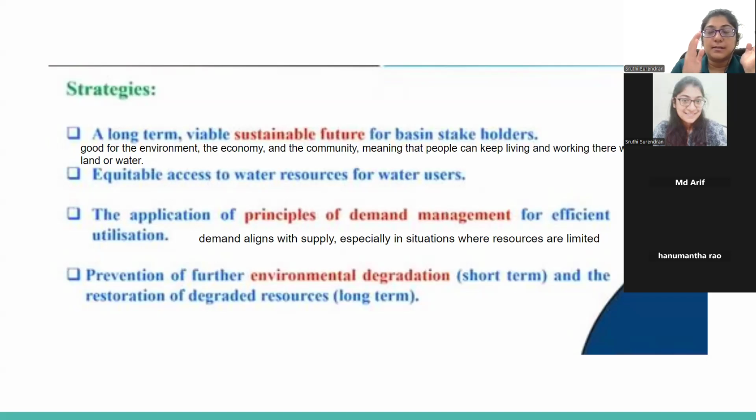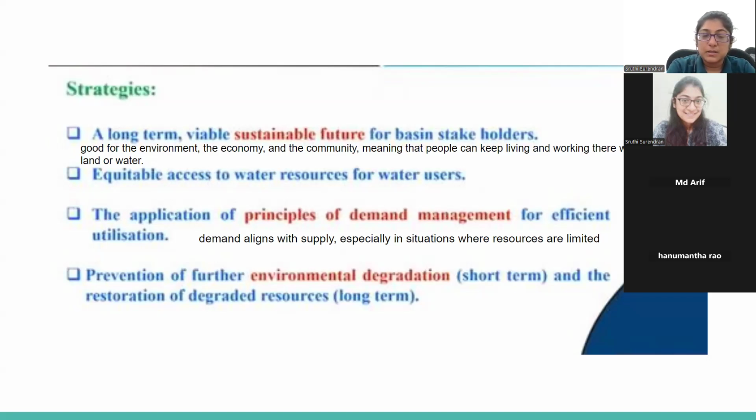Similarly, standardizing or making accessibility to this water resources based on the requirement is another strategy that is coming under the integrated watershed management approach. Then applying the principle of demand management for efficient utilization.